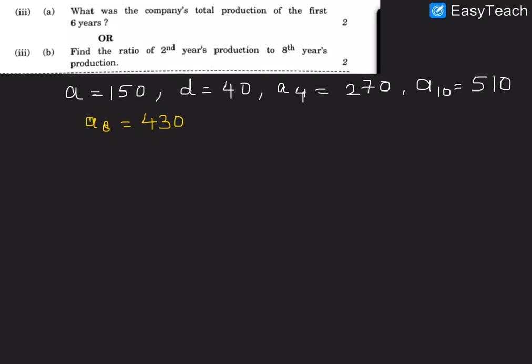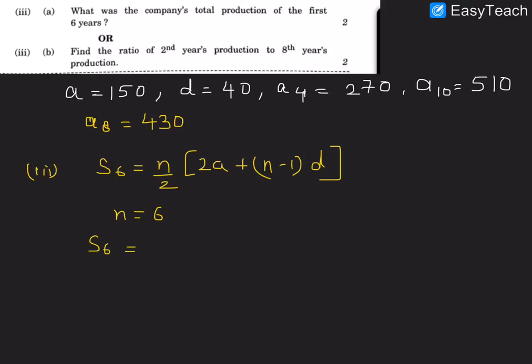So in the next part, what was the company total production for the first 6 years? So they are asking total production. That means for 6 years, we have to calculate S6. So S6 will be what? N by 2 into 2A plus N minus 1 D, where your N is 6 and A and D you already know. So putting the value, S6 is equal to 6 by 2, 2 into 150, 6 minus 1 and D is your 40.